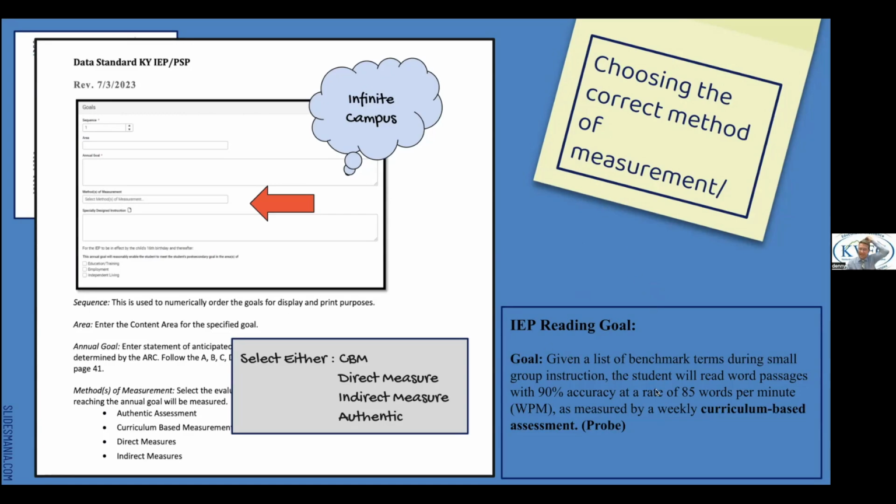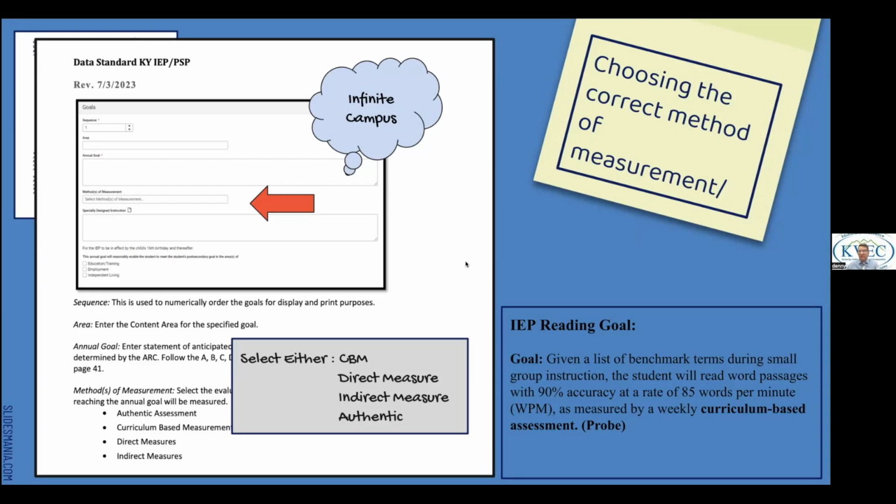Audience, an A, yes. If we look at read word passages, which one would that be? Would it be B, C, D, E, F? We're looking at will read word passages. So it's the B part, right? How about the circumstance? Can you tell me what the circumstance is? We're going to go away from putting the letter in, and let's have you put the phrase in. Given a list of benchmark terms during small group instruction. That's exactly correct, and that's the C part.